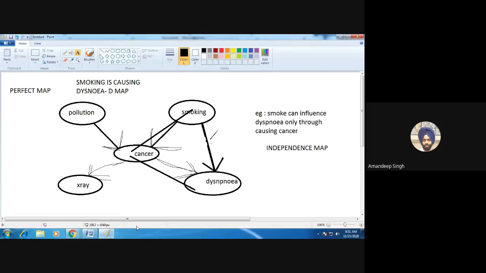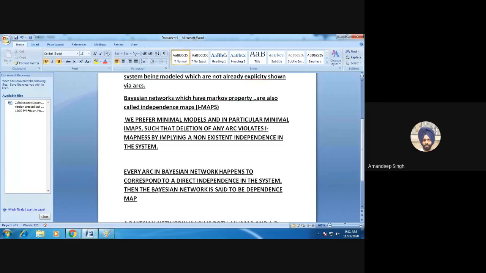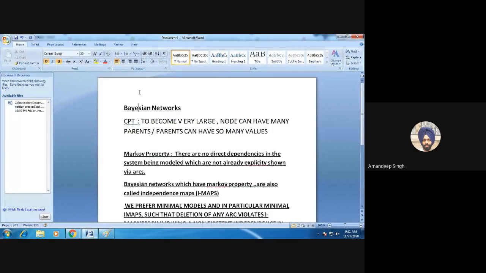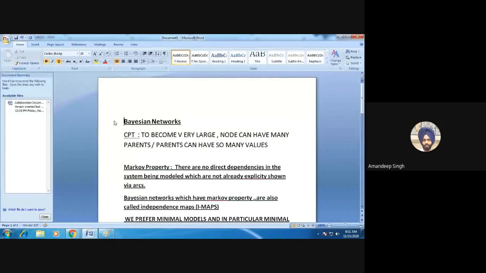That is what we have discussed here in our process till now. Fine. That is what we have discussed here in this text for Bayesian networks.